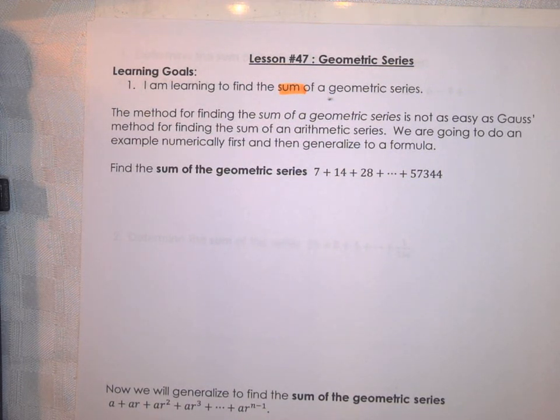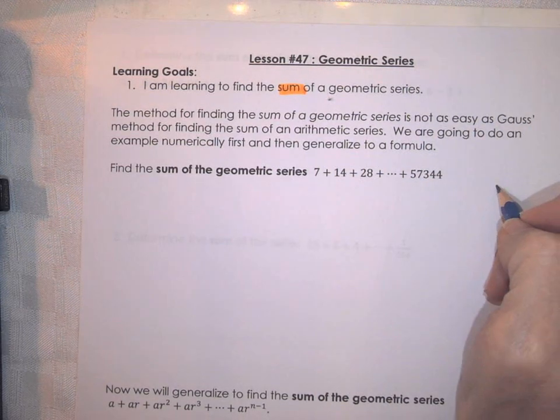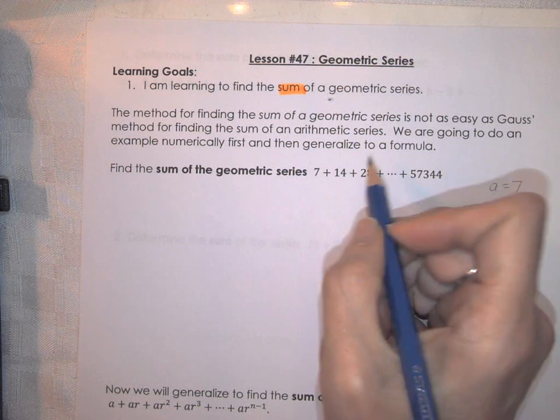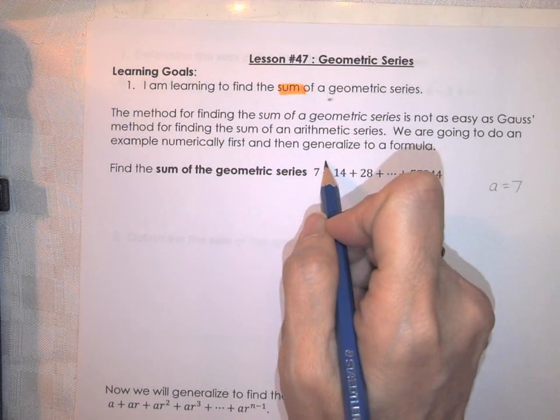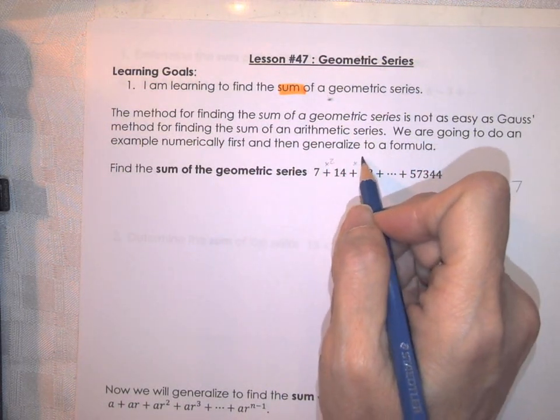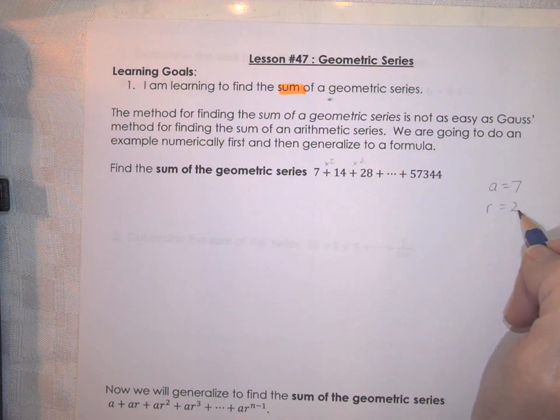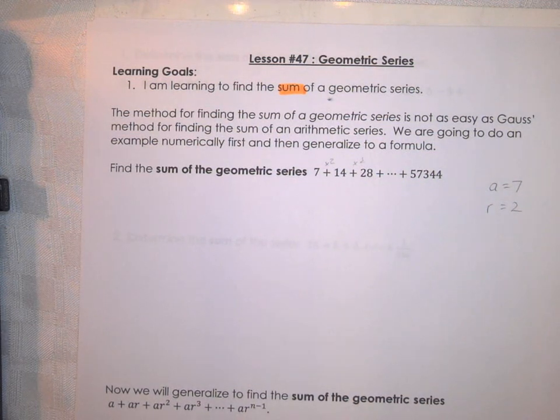So here's a relatively easy geometric series. You can see that A is 7, and then we multiply by 2 each time to get to the next term. So R is 2. And then we're going to look at a way that they developed the formula for this.